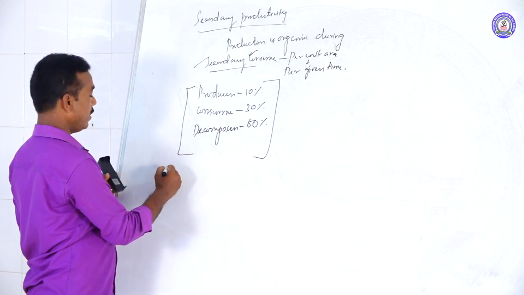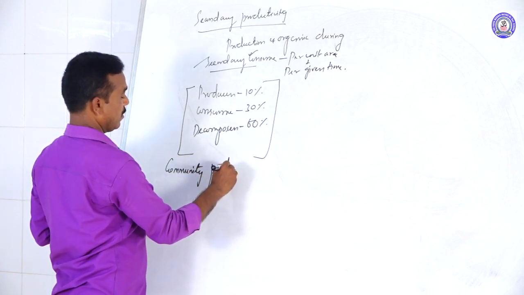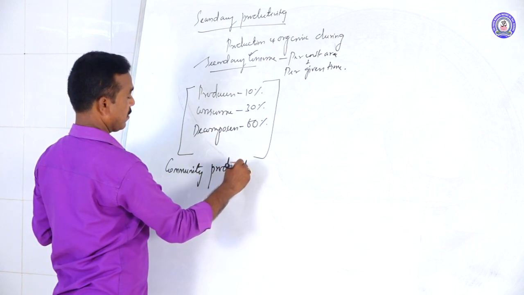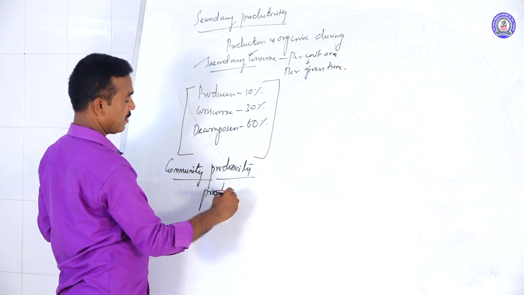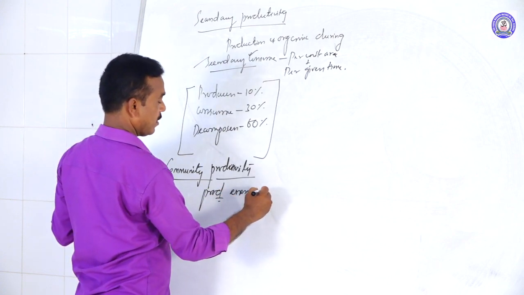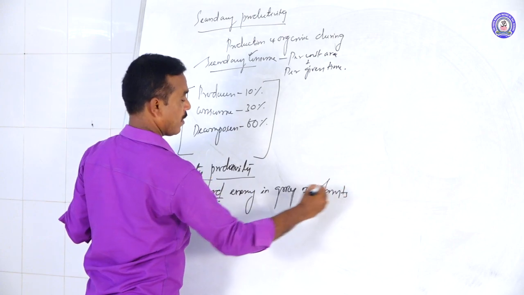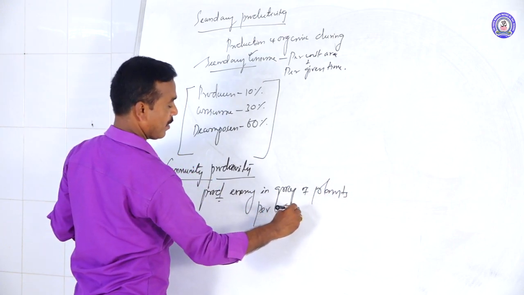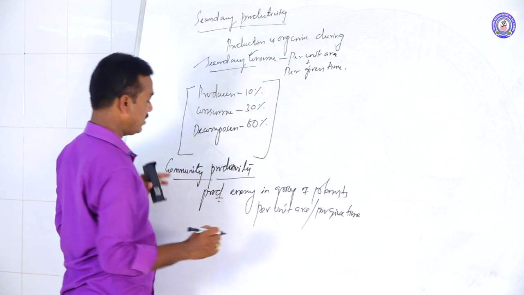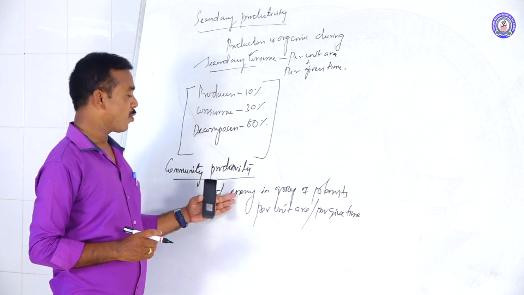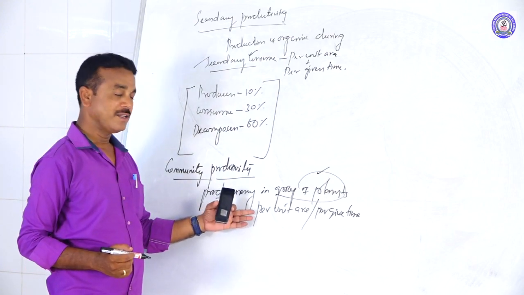The last one is community productivity. What is the definition of community productivity? It is the production of energy in a group of plants per unit area per given time. Simply put, community productivity is the production of energy by a group of plants for a given area at a given time.